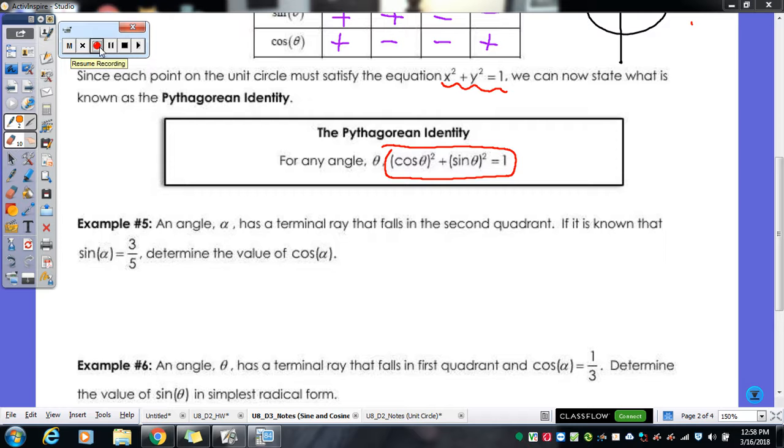All right. So an angle alpha has a terminal ray that falls in the second quadrant. If it is known that sine alpha is 3/5, determine the value of cosine alpha. So you have to remember, it falls in the second quadrant. So is cosine positive or negative in the second quadrant? Cosine is negative in quadrant 2. So your cosine value in the end's got to be a negative value.